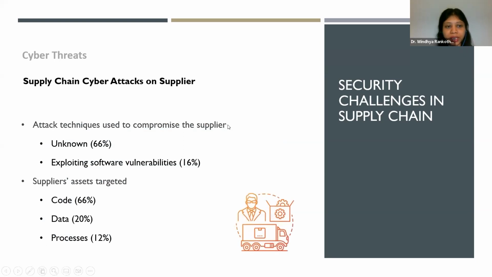The unfortunate thing is the attack technique used by the attacker to compromise the supplier in 66% of the cases is unknown. Since it's unknown, it's really difficult to be ready for future incidents as well. And in 16% of the incidents, the attacker has exploited the software vulnerabilities. And they have targeted code, data, and processes of the supplier to attack the supplier.